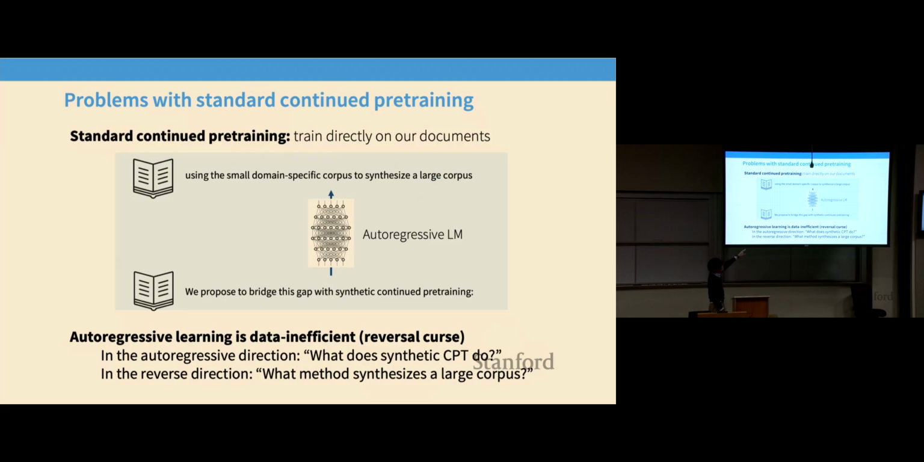People have talked about something called the reversal curse, which I don't know if you've covered in this class. It's a phenomenon that says that when you query the model for knowledge stored in the original direction of the text, it works. So in this case, let's say I ask, what does synthetic CPT do? This is a very easy task because in the prefix I have the term synthetic continued pre-training, and in the suffix I have a definition of what that is, right? So this first question is very easy.